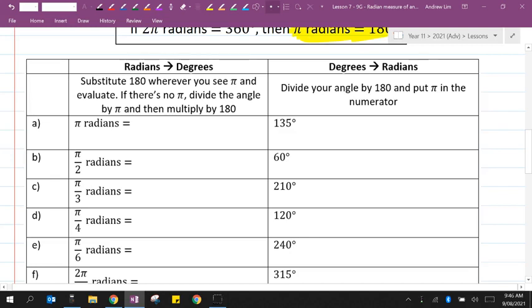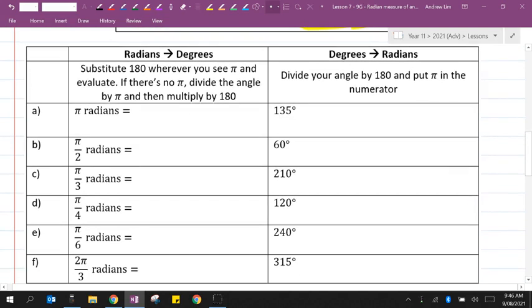Okay, so let's have a look at this one. We've got question A is pi radians, so wherever we see pi, just substitute it with 180. So that's just 180 degrees.